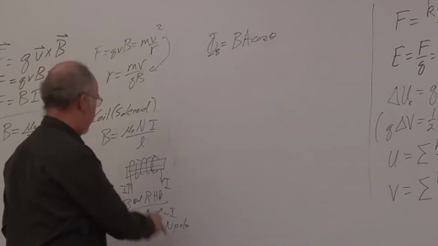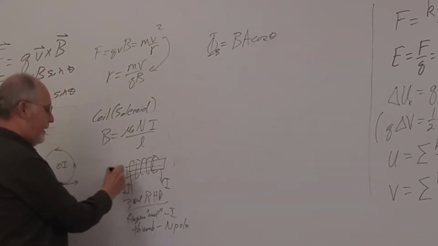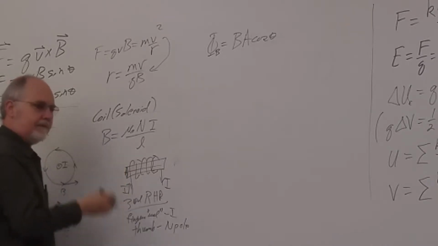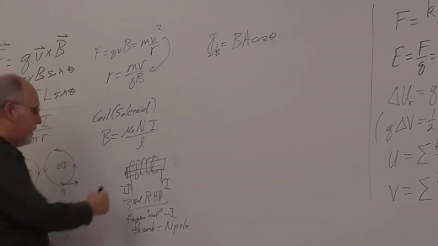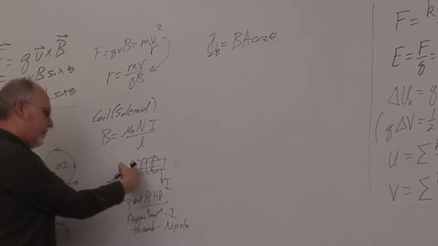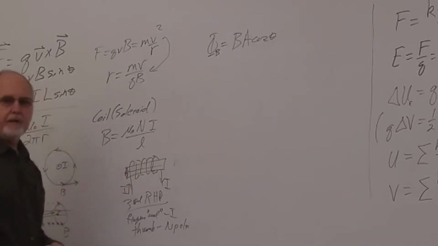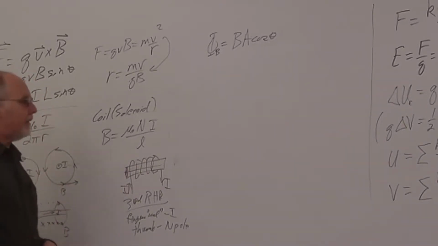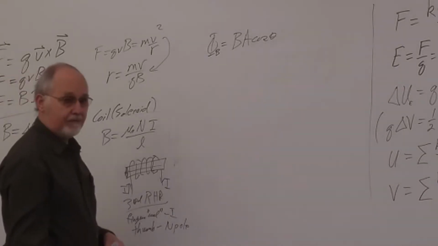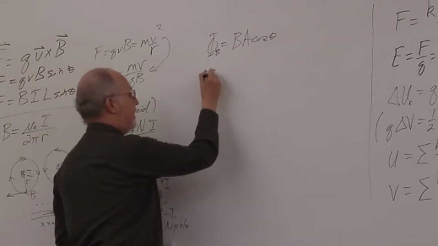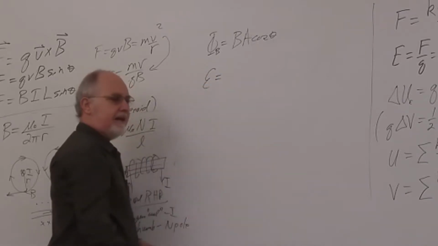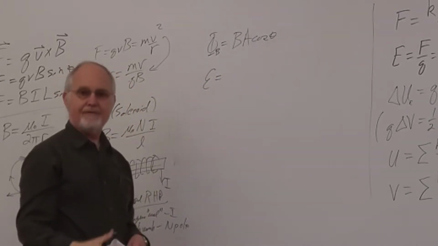So like your coil, the area would be like the cross-sectional area, and the area vector then would be going out or going in, depending on which way you're looking at it at that point. But that's the magnetic flux. Then if you've got a changing magnetic flux, you're going to induce a voltage.